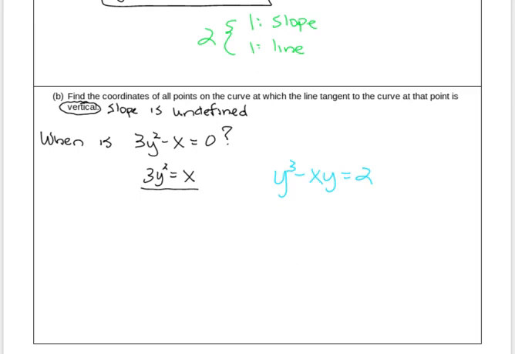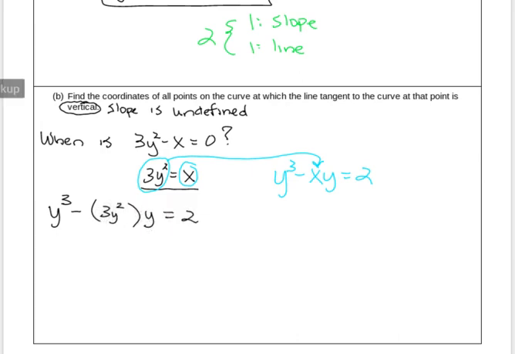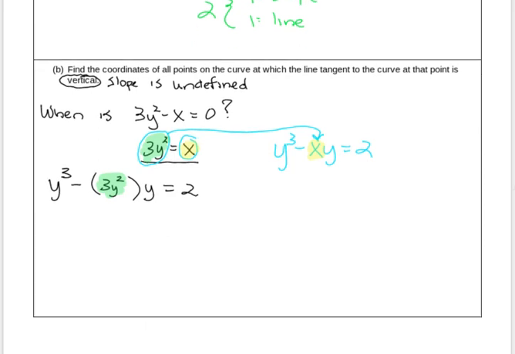Hopefully you notice that this says x equals. So we're going to take this 3y squared and plug it in for this x value right here. So what I'm going to do then is y cubed minus 3y squared times y is equal to 2. So again, what I really did here is I noticed that there's an x here and an x here, and I'm going to use substitution. So the 3y squared that I'm plugging in is really going right here in that equation. And now I can just solve for y, because now I only have one variable.